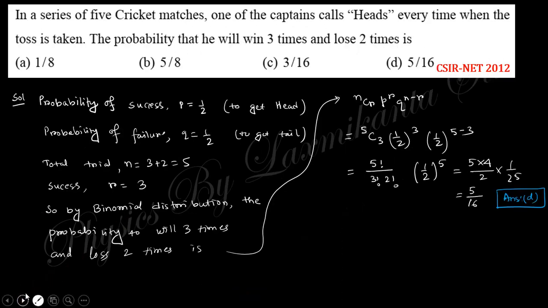Go to the next one. In a series of 5 cricket matches, one of the captains calls heads every time the toss is taken. What is the probability that he will win 3 times and lose 2 times? So the probability for success is half and failure is half. No problem, because of head and tail. And the total trials will be 3 plus 2, that is 5, and you need 3 successes. So with the binomial distribution you can write down 5C3 (1/2)^3 (1/2)^(5-3). Okay, simple.